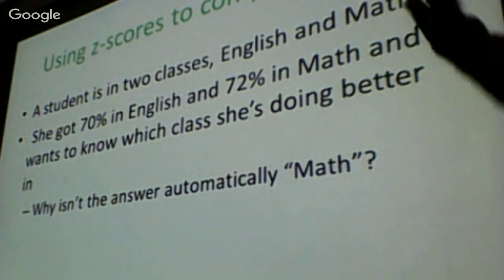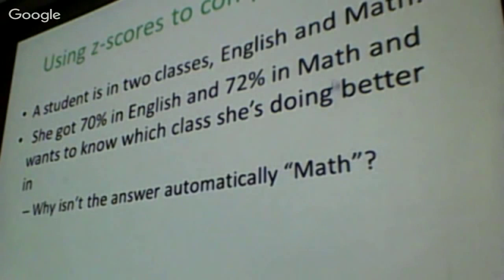Let's say, like the example I gave you last time, you have a student in 2 classes, English and math. And she got 70% in English and 72% in math and wants to know in which class she's doing better. I've already explained this, but I ask you again, why isn't it obviously math? She got a 72 in math and a 70 in English. Why isn't she automatically doing better in math? Yes? Because everyone else could have failed English, but they could be doing really, really well at math.